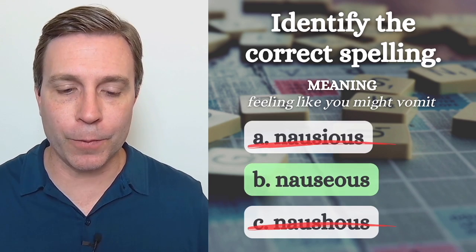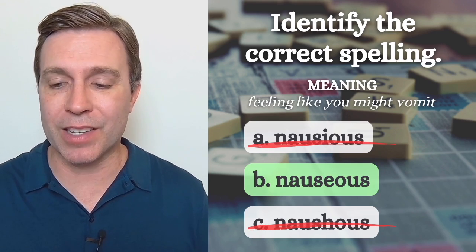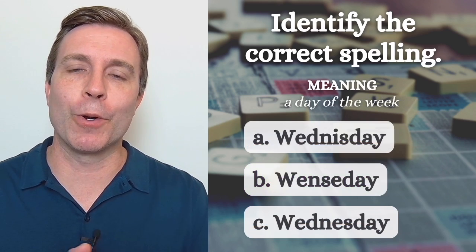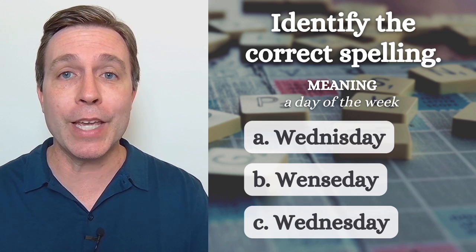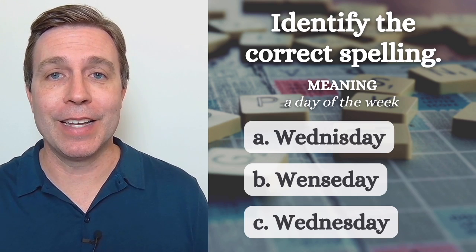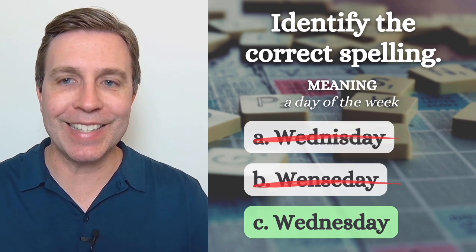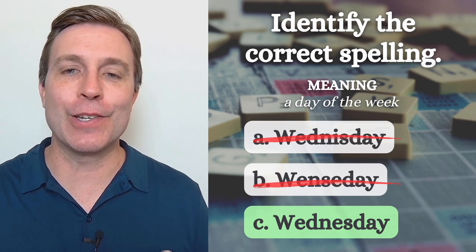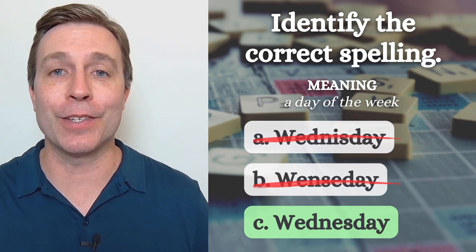It's a useful adjective if you have this feeling and you want to say, oh, right now I feel a little nauseous. How about this word right here? This is a pretty common word. We're talking about a day of the week, Wednesday. But it's a word that I often find misspelled. Now, I hope that you chose C, Wednesday. Again, the spelling and the pronunciation don't really match, but definitely a word you should know how to spell.